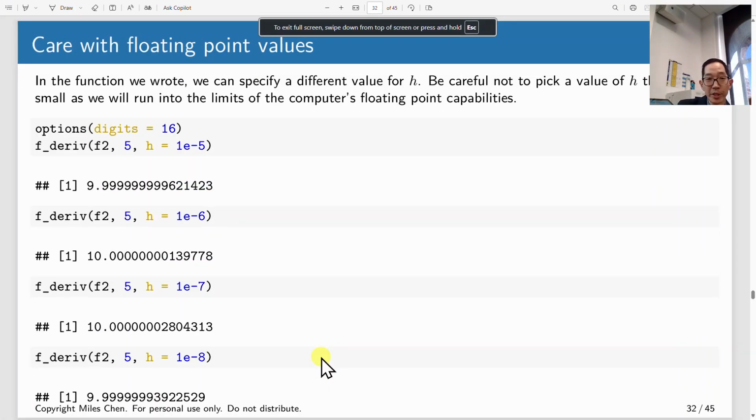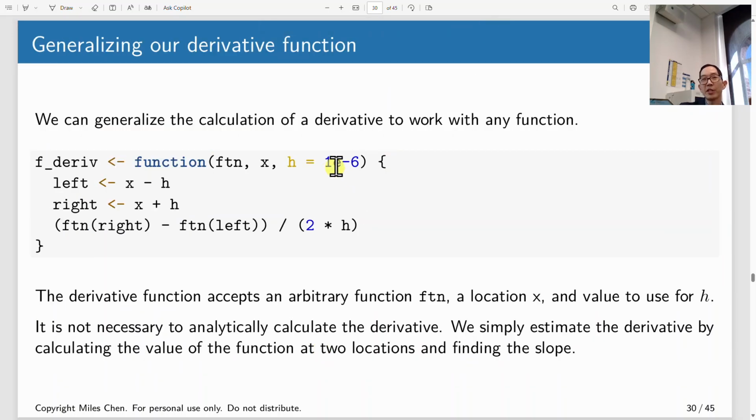So here my default value for my derivative approximation is 10 to the minus 6, but this is kind of assuming your value of x is somewhere between 1 and 10, basically. Obviously, if your value of x is like 1,000 or 1,000,000, then your h has to be considerably bigger. Otherwise, you're going to run into these same issues of trying to add too small of an h that the computer is going to have a hard time distinguishing.